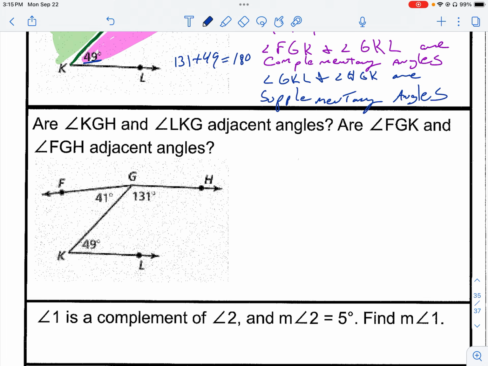This next one's kind of interesting. Pause the video, answer the questions, then restart it and we'll see how you did. Okay, our angle KGH here and angle LKG, adjacent angles. Well, what's the rule for adjacent angles? Got to have a shared side. Well, we got KG in both angles.